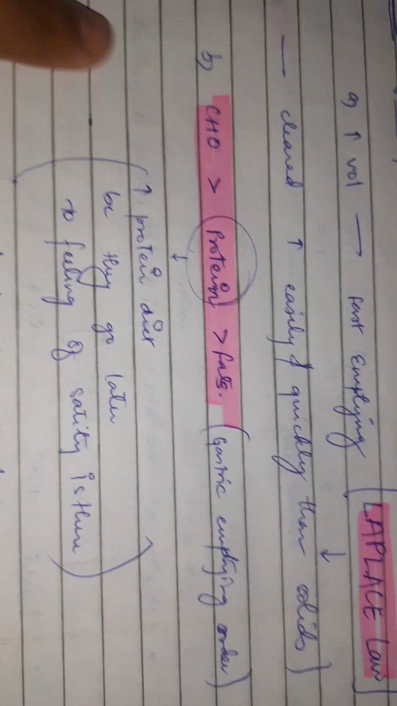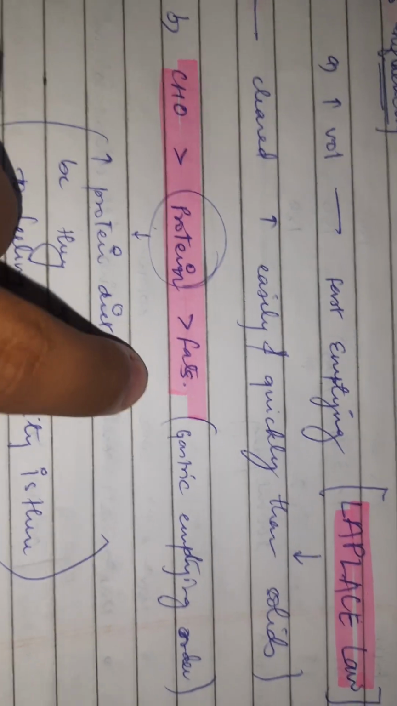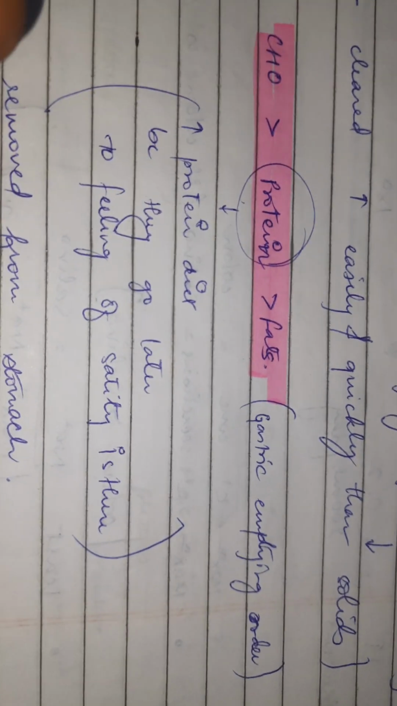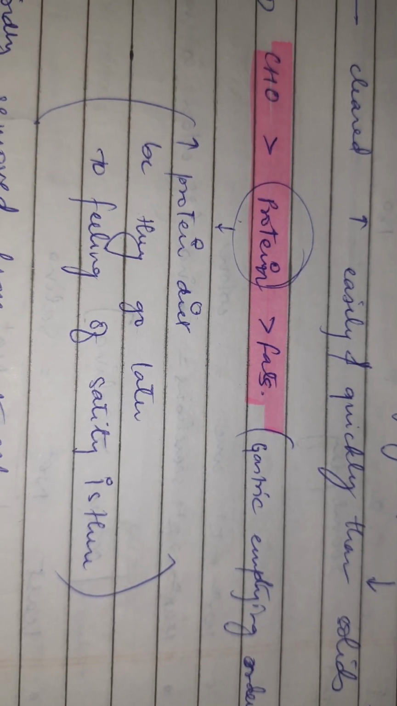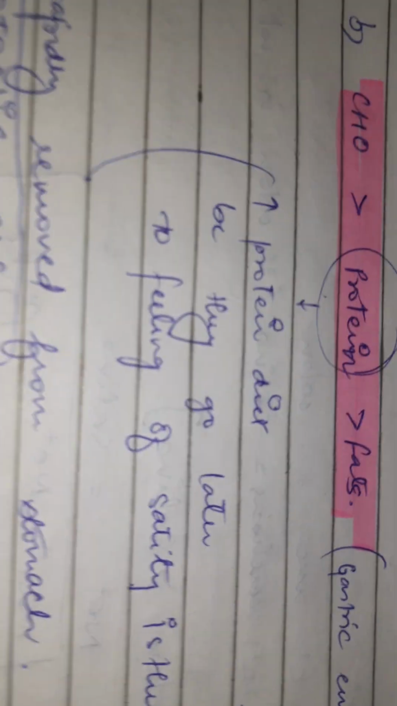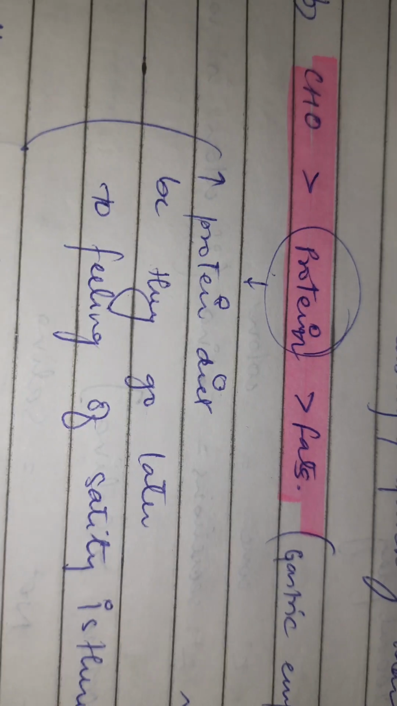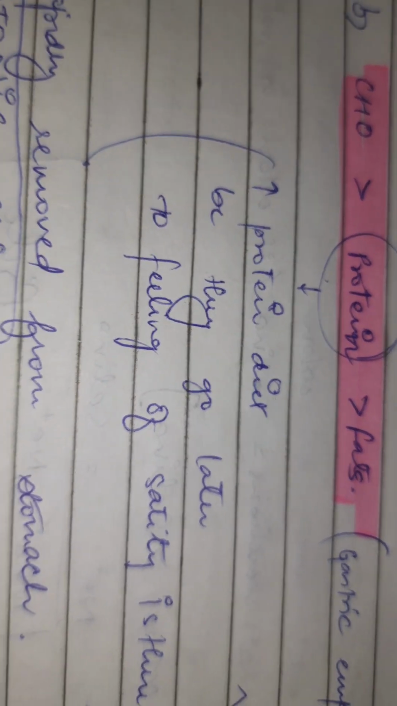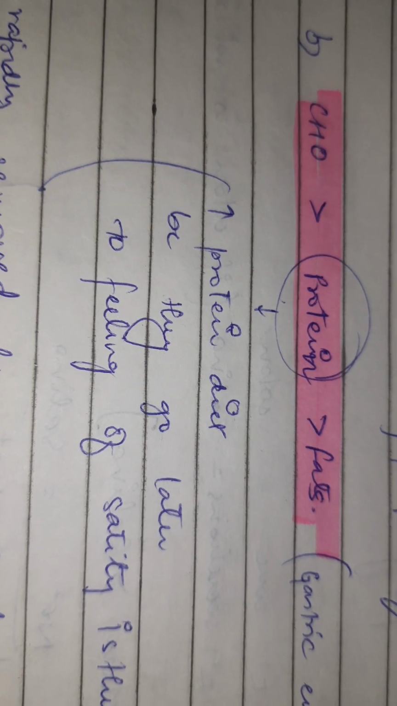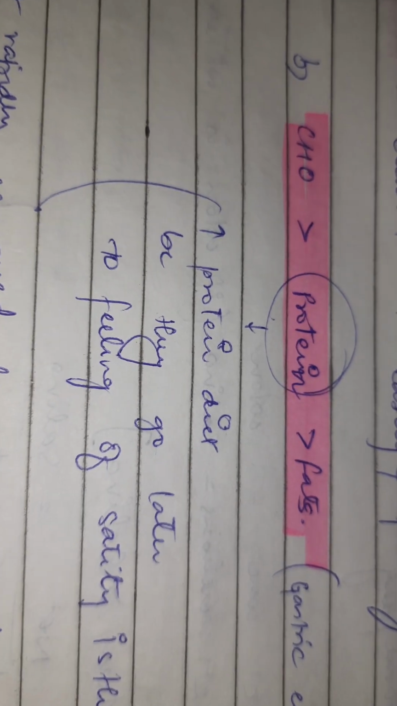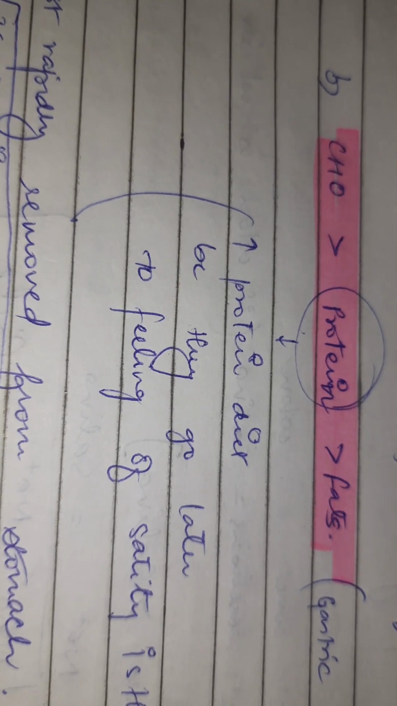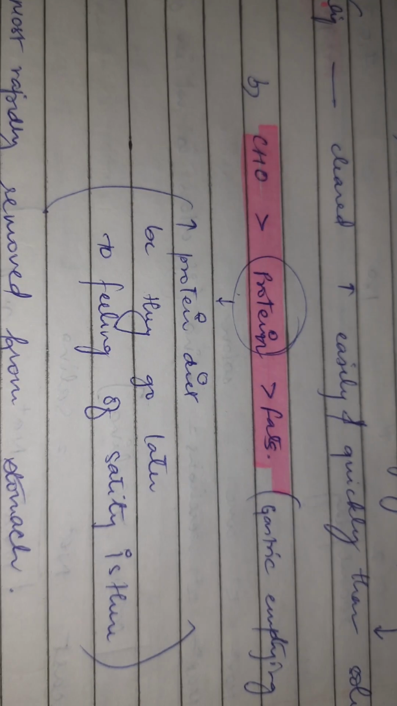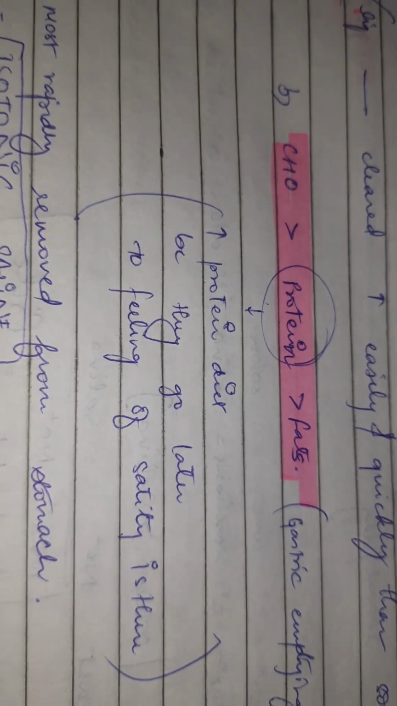The second point is the gastric emptying order: carbohydrates are digested first, then proteins, and then fats. Proteins are second, and they give us the feeling of satiety or satisfaction, and stay there for a longer period of time. We will not feel hungry and will not take food again and again. So protein does that work, and that's why dietitians advise people on a diet to take a protein-rich diet, so that they will not feel hungry after a short duration.